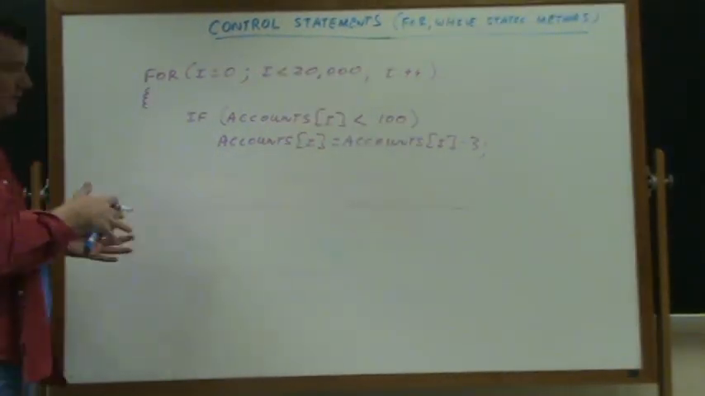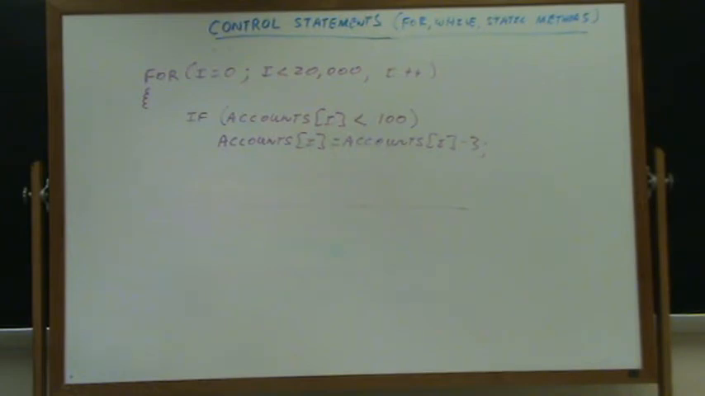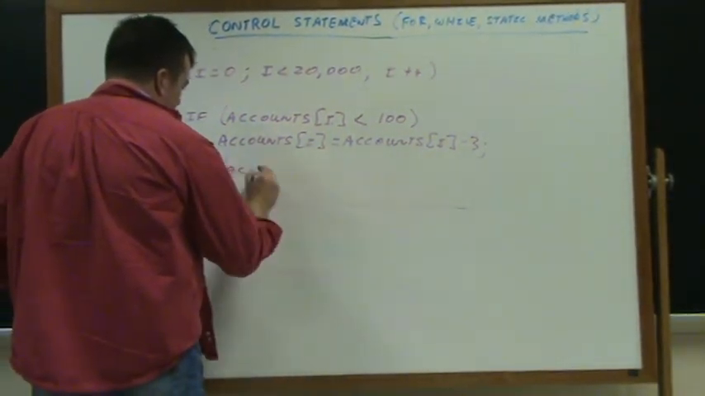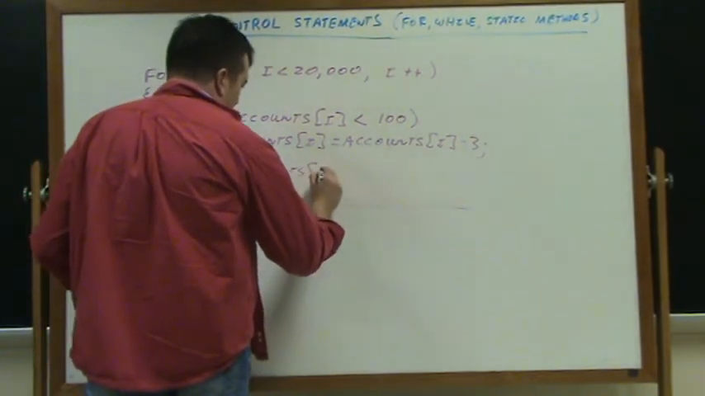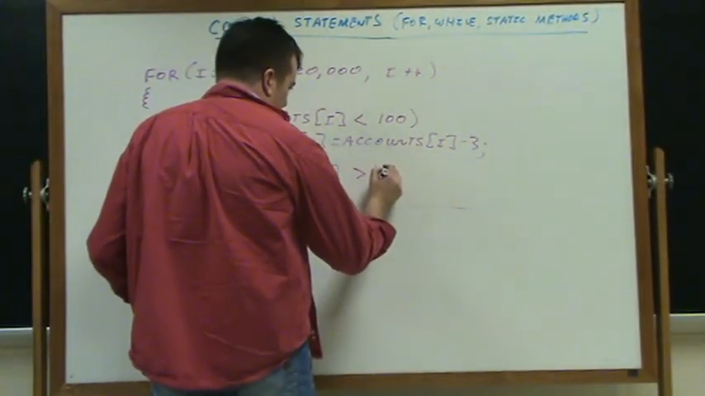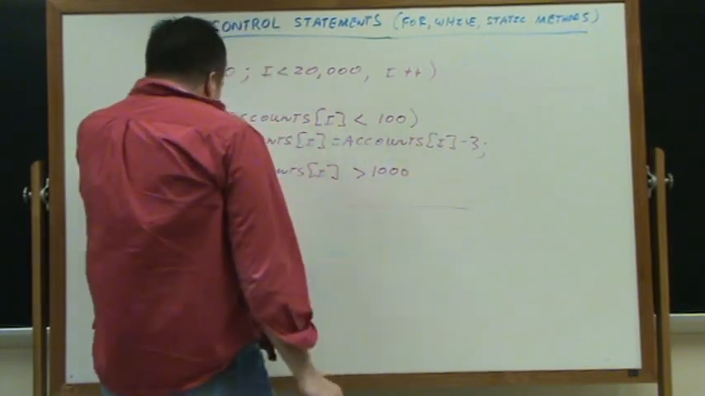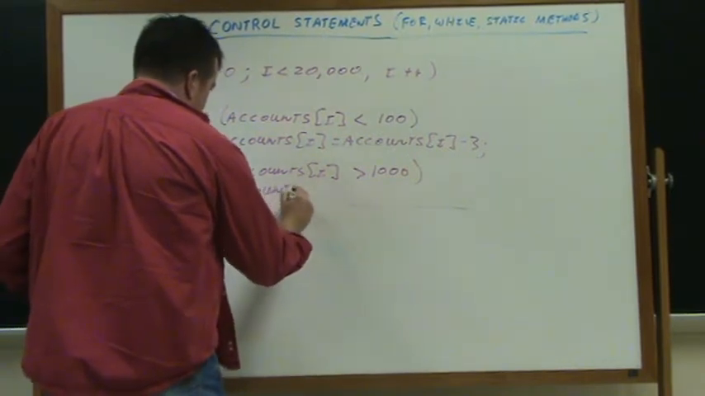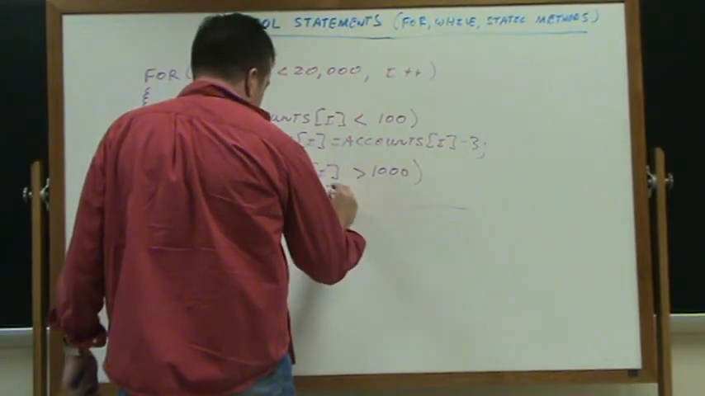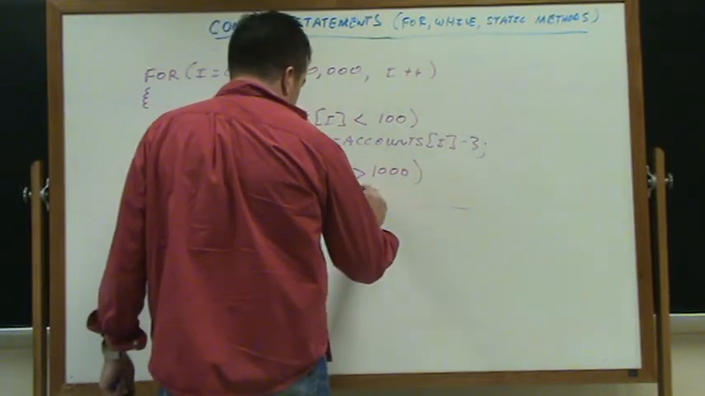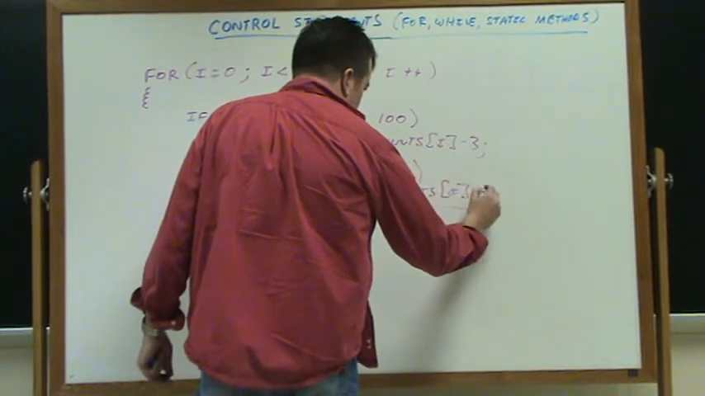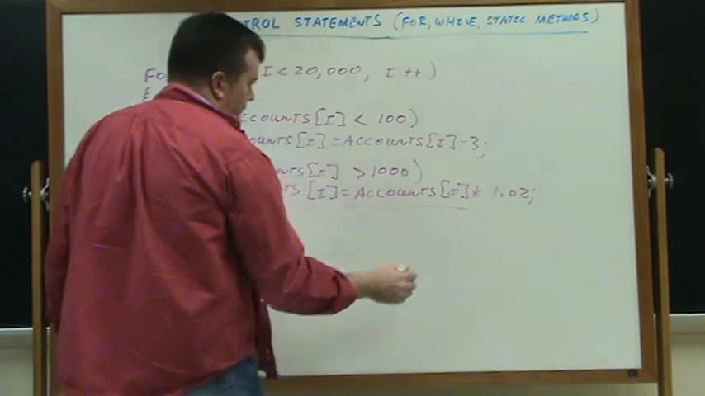And then if they're above $100 but less than $1,000, they don't get any interest. And then over $1,000, they get interest. Let's say that was a rule. So then we could say if accounts i is greater than 1,000, then they get interest. And let's say interest is 2%.